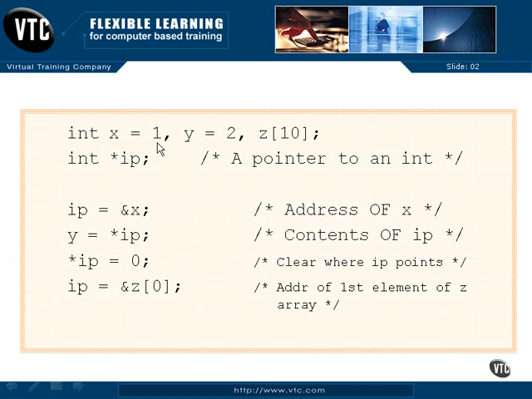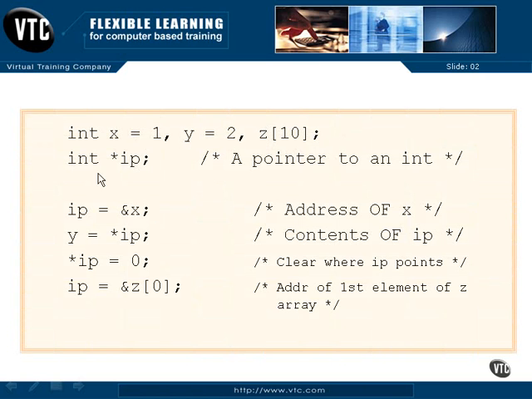And here's our normal variables. We know how to do this. Here's integer x is defined and then set equal to 1, initialized. And here y is defined and initialized to 2. And z, our little array of 10 characters, it's defined here, but it's not given any initial value.